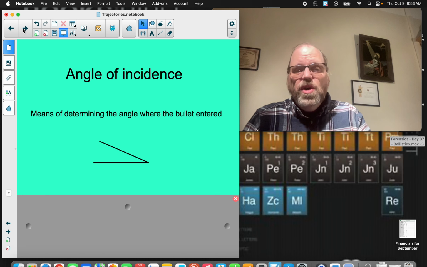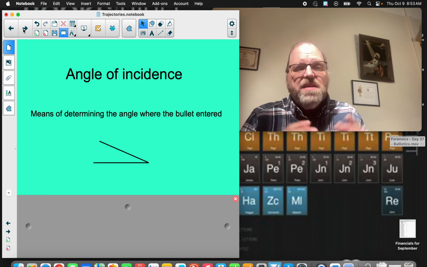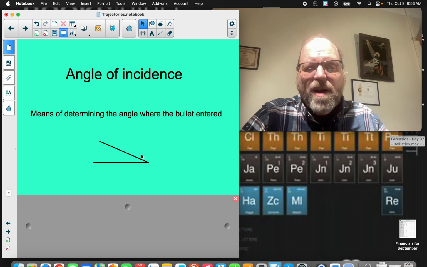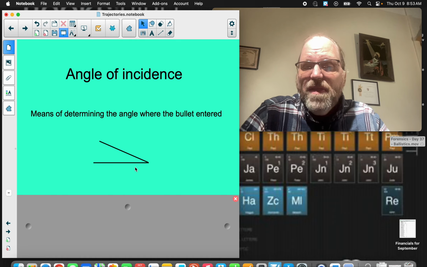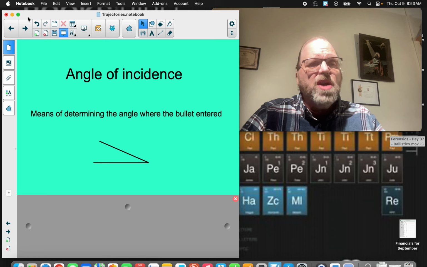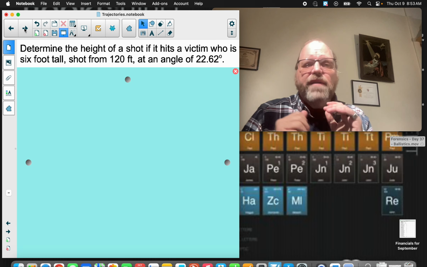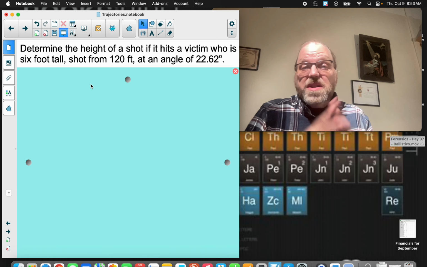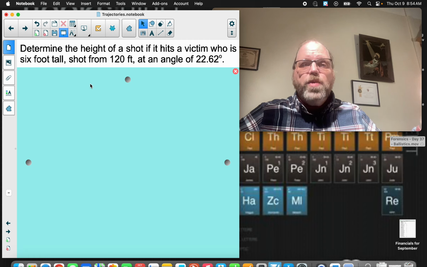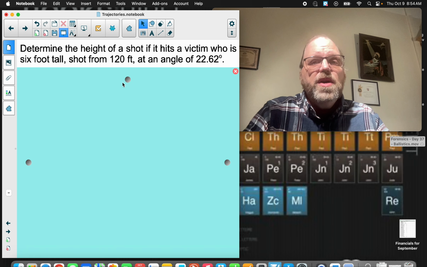Now, to do a trajectory, we're basically looking at the angle of this. This is the angle that the bullet entered. This little angle right here. So talking about the angle of incidence, we're talking about that angle that we make with the ground to where it enters its target. All right, now, here's the first problem we'll look at. Determine the height of a shot if it hits a victim who is 6 feet tall from 120 feet at an angle, the angle of incidence, of 22.62 degrees.